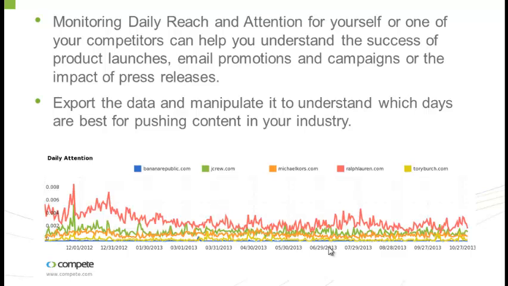I would also suggest leveraging daily metrics. So you can monitor daily reach and attention for yourself or one of your competitors and understand the success of product launches, email promotions, and campaigns, or the impact of press releases. So definitely keep a timeline for yourself of when you're putting certain content out, or if you know that a competitor has just put something out, and see what kind of a lift that has gotten in terms of traffic. You can then export this data and manipulate it to understand which days are best for pushing content in your specific industry.